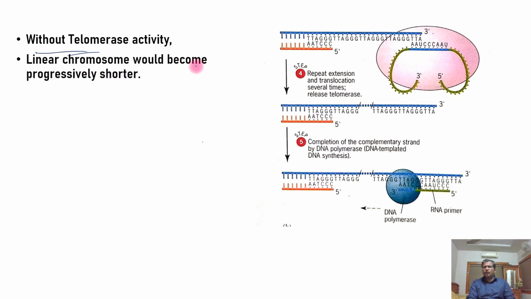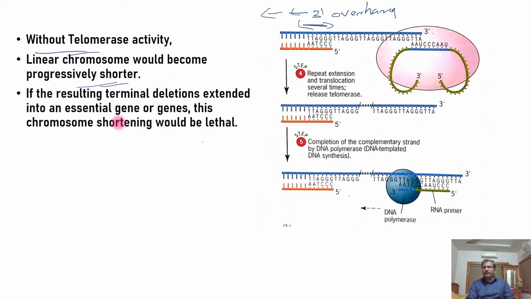The linear chromosome would become progressively shorter, because after each replication, the part of the chromosome that is extended in the form of 3' overhang will be deleted. And finally, the deletion will move inward into the DNA, and that can touch an essential gene. That will be lethal. That can be prevented by telomerase activity. So without telomerase activity, this can happen, and telomerase activity prevents that.